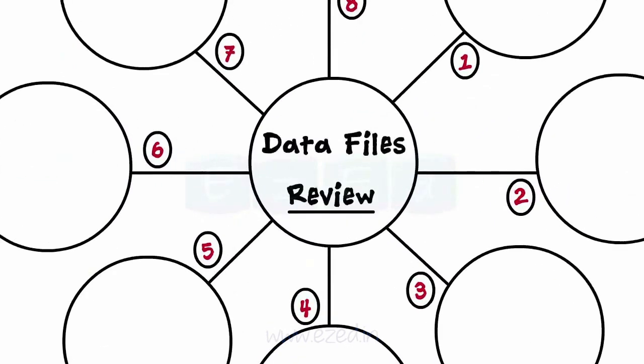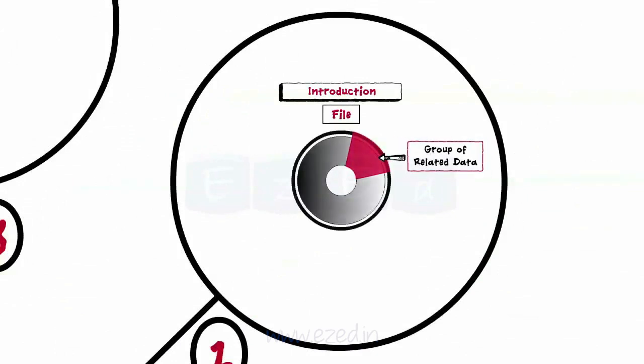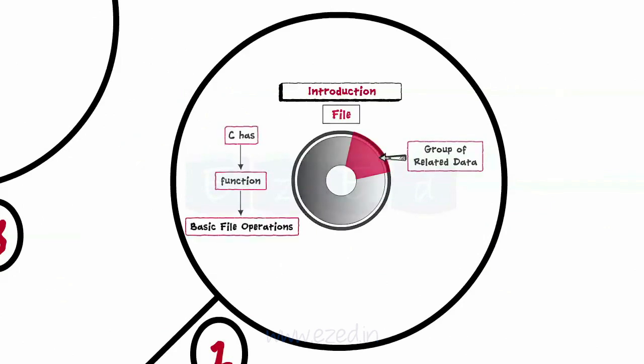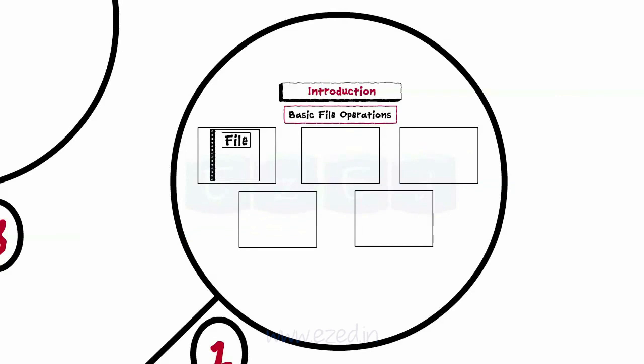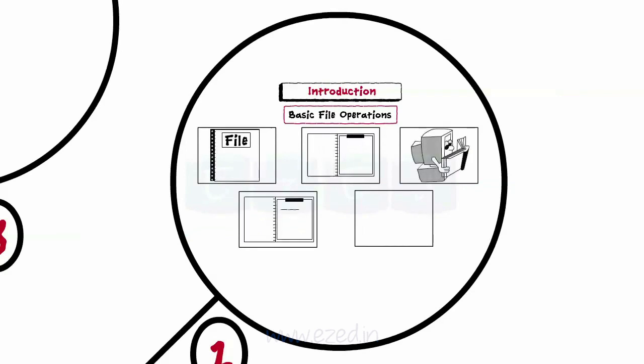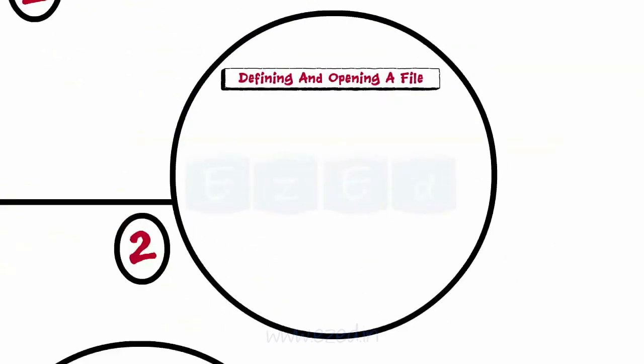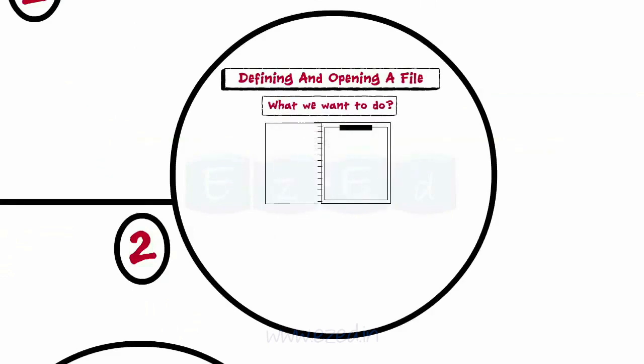Let's have a quick review of what we've learned in this lecture. A file is a place on the disk where a group of related data is stored. C supports a number of functions that have the ability to perform basic file functions like naming a file, opening a file, reading a file, writing a file, closing a file, defining and opening a file. When we open a file, we must specify what we do with the file. For example, we may want to write data or read data.